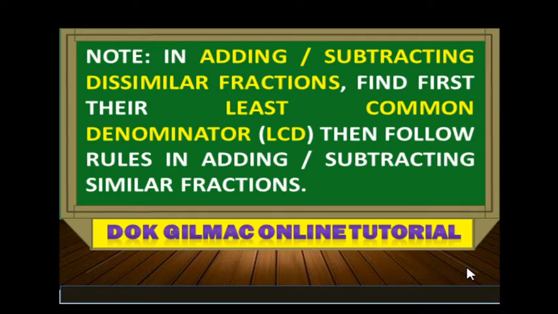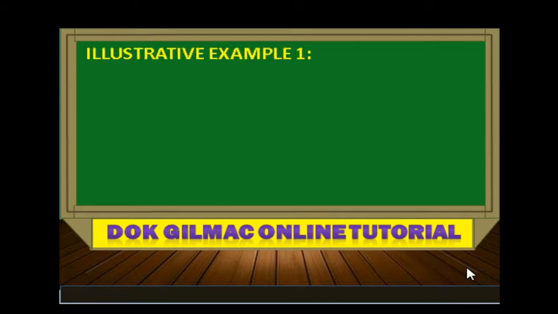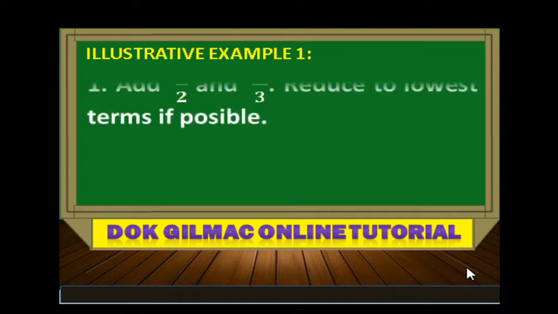Take note, in adding or subtracting dissimilar fractions, find first their least common denominator or LCD. Then follow the rules in adding or subtracting similar fractions. Let's have illustrative example number 1. Add 1/2 and 2/3. Reduce to lowest terms if possible.